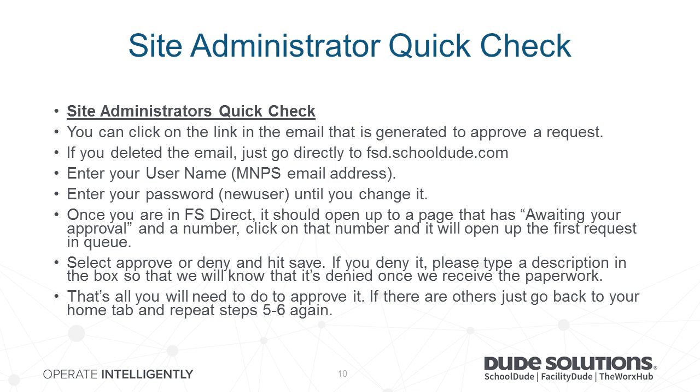And then I just tell them simply that it's just a repeat. Depending on the number on the screen, it tells you how many requests you have waiting for your approval. You would just complete the same process over. For site admins, it's simply approve and save, or deny and save. That's pretty much how we set it up here.